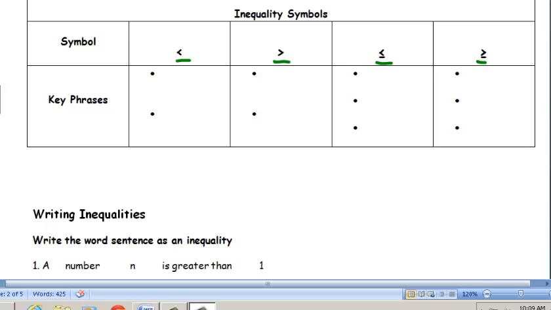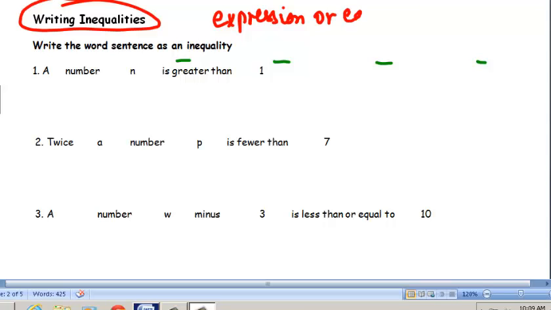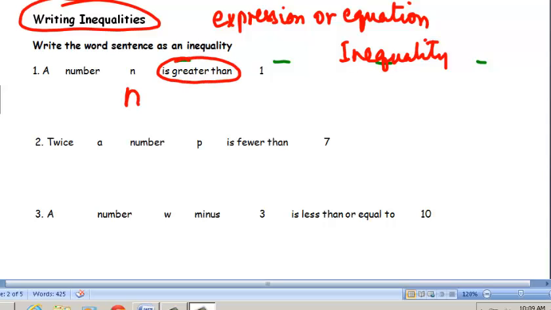Now let's go ahead and do some problems. Let's go to the first part about writing inequalities. This is the same as writing an expression or equations, except that in this case we are going to use the inequality signs, based on what they have asked us to do. Okay, a number n is greater than, and that's the symbol for it, 1. That's it. That's all we have to do.